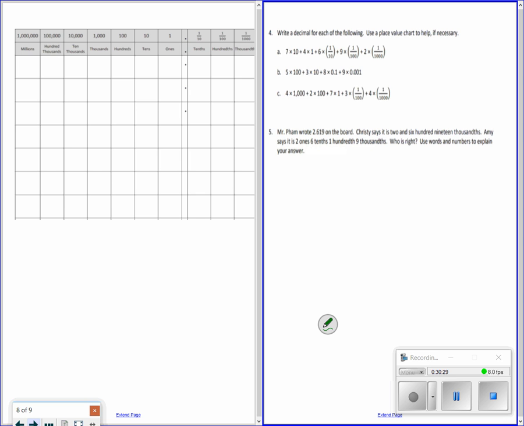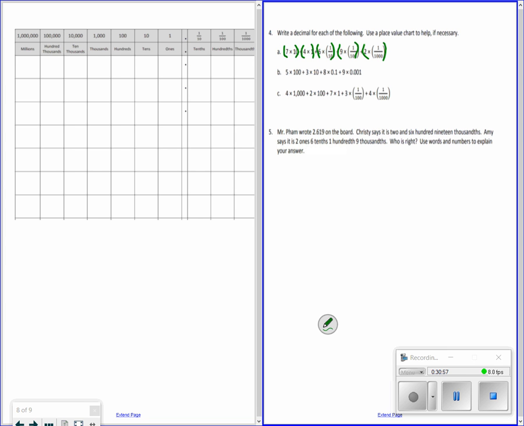So 7 copies of 10, 4 copies of 1, 6 copies of 1/10, 9 copies of 100, 2 copies of 1,000. So you don't have to put parentheses. This is just my thing. If you want to do it, awesome. If not, you don't have to. Then you just plug it in your place value chart.